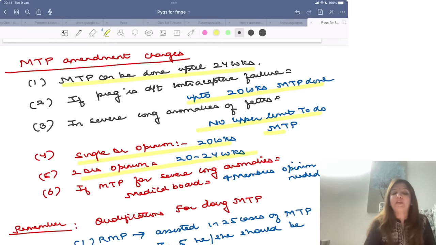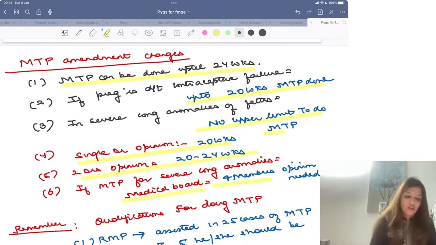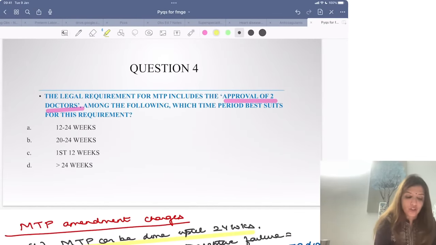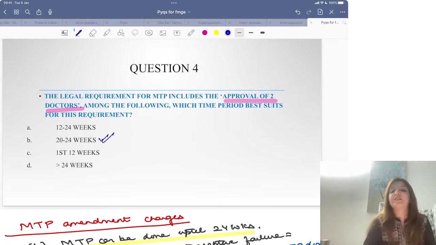If you are doing MTP for severe congenital anomalies, then a medical board is formed and that medical board has 4 members, and the opinion of all four is needed, right? So over here, they are saying two doctors' opinion. Now two doctors' opinion is needed between 20 to 24 weeks.